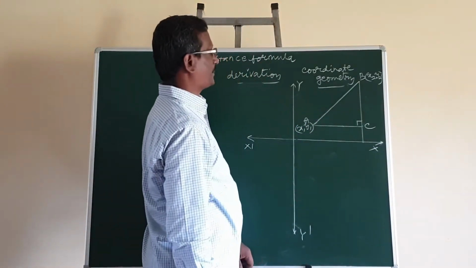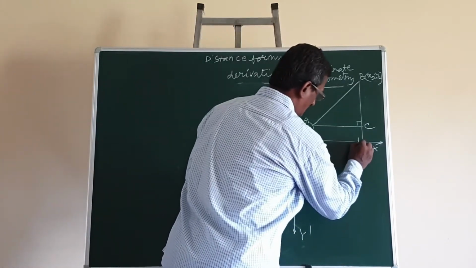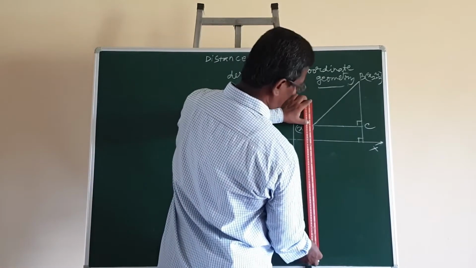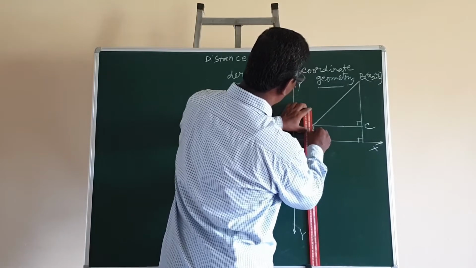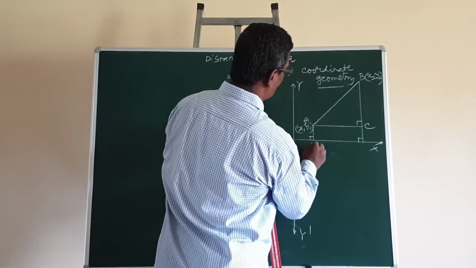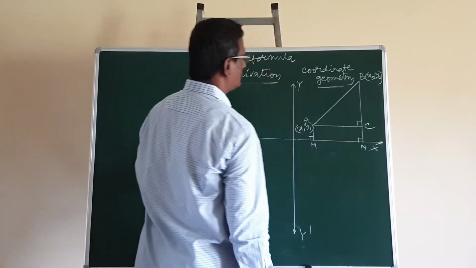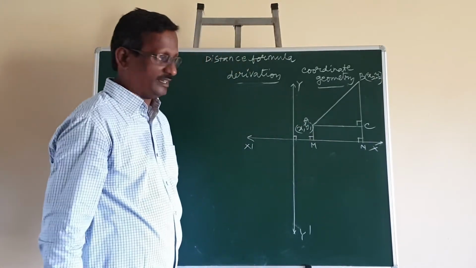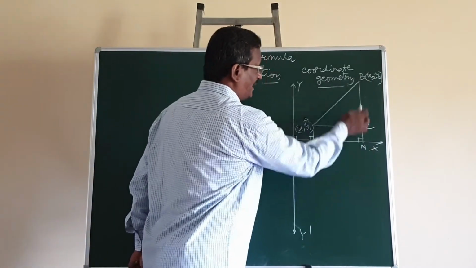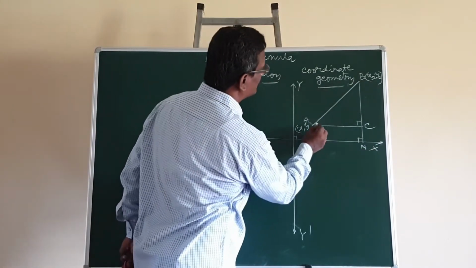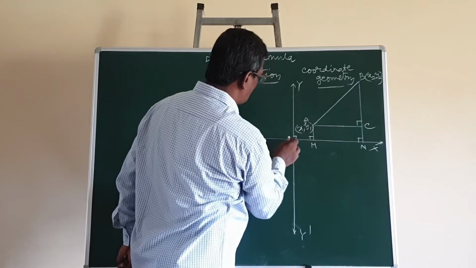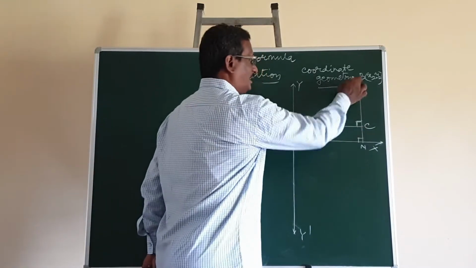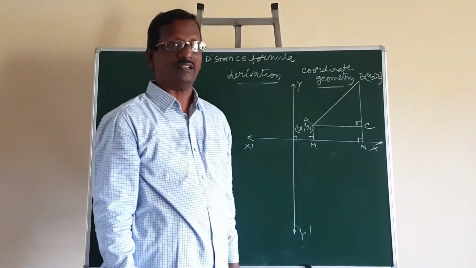From B I have drawn a perpendicular to the x axis. This is 90 degrees. From A I have drawn another perpendicular. This is also perpendicular, say this is N and this is N. Now the angle between the x axis and y axis is 90 degrees, and this BN is perpendicular to the y axis, and this AC is perpendicular to the y axis. Therefore the angle between AC and BC is 90 degrees. ABC is a right triangle.